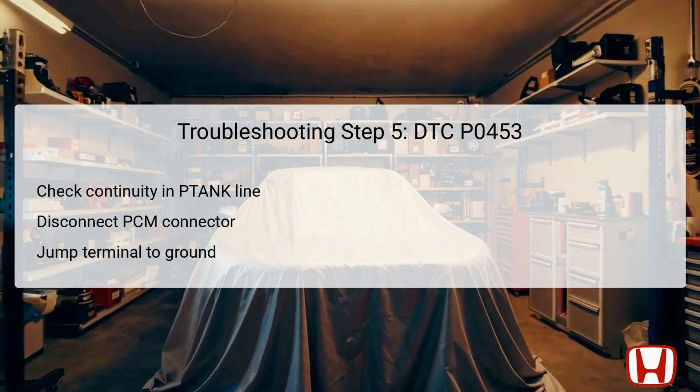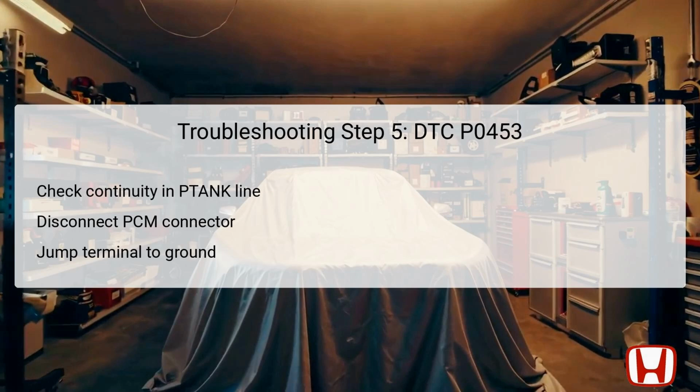The fifth step of the troubleshooting process involves verifying continuity within the P-tank line. Begin by ensuring that the ignition is turned off before jumping the SCS line within the HDS. After this, disconnect the PCM connector A, featuring a 51-pin configuration. At this juncture, connect terminal A, white wire from FTP sensor, to body ground with a jumper wire.